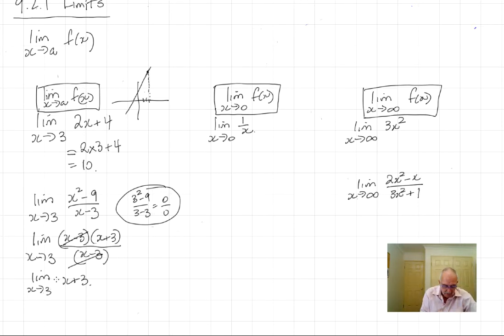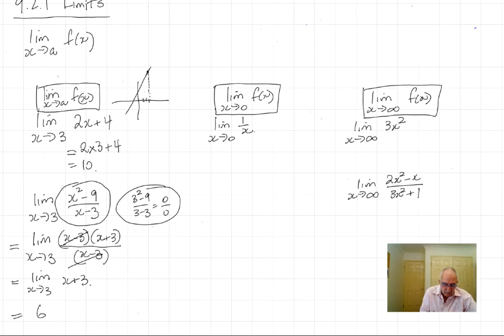So now we can actually do the straight substitution, and we can say, right, now we can put x equals 3 in there, and that's equal to 6. 3 plus 3 is 6, so we don't write limit there anymore. So what we're saying is that as x gets really close to 3, this function, x squared minus 9 over x minus 3, will approach the value 6.